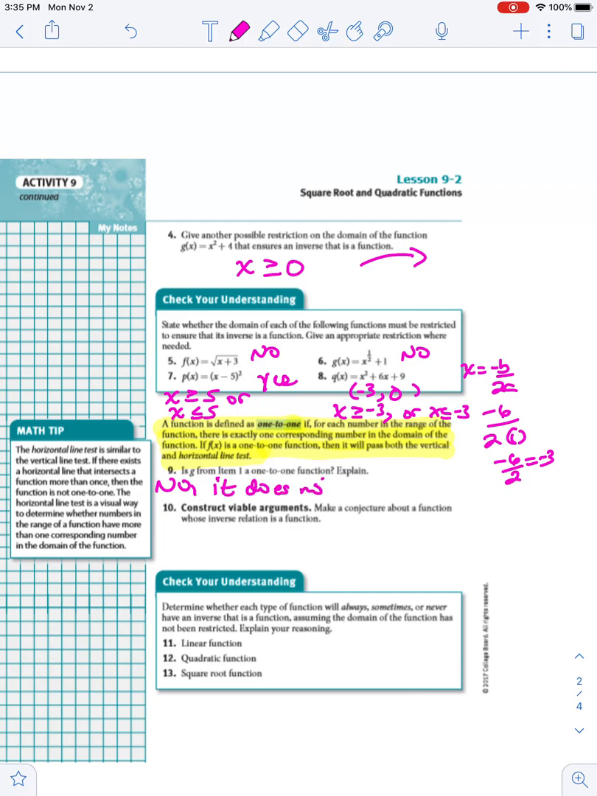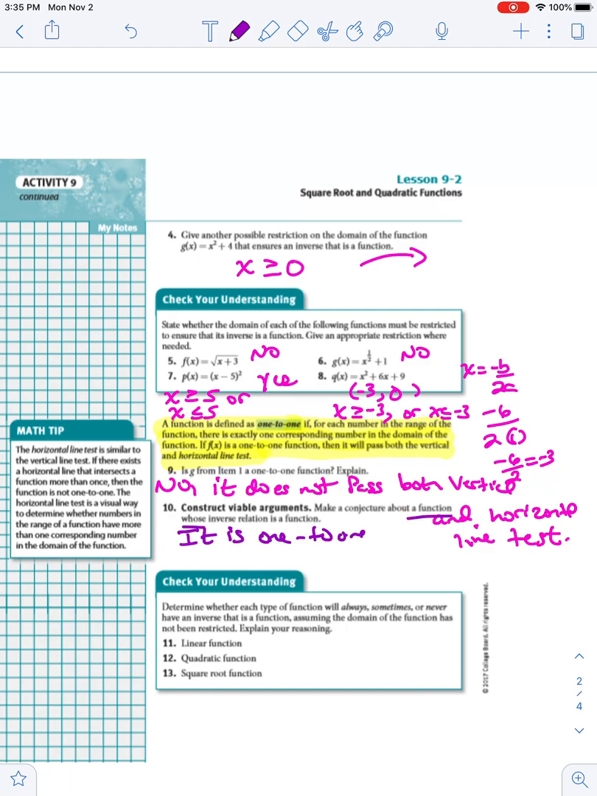It does not pass both the vertical and horizontal line test. Okay. So a function whose inverse is a relation is not 1-to-1. If we're talking about a function whose inverse relation is also a function, we know that it will be considered 1-to-1.